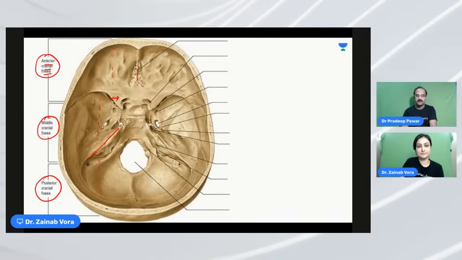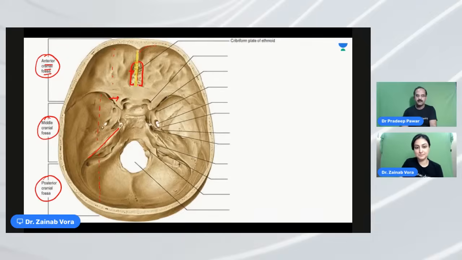Dr. Zainab, please point it out. Yes, sir. Orbital plate of frontal bone. Then we've got this cribriform plate of ethmoid. And we've got this frontal crest. Just where the frontal crest meets the cribriform plate, we've got a foramen there, and that's the foramen cecum.